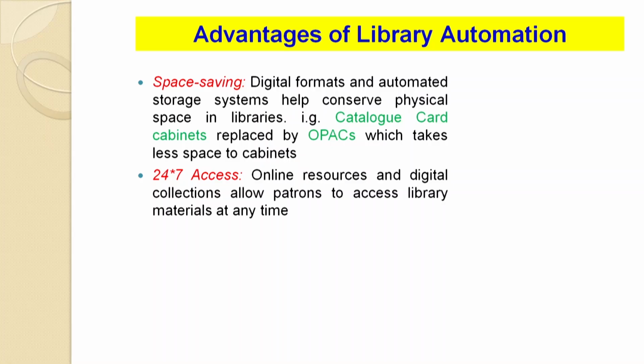And apart from that, you will have uninterrupted access to electronic resources. That means you will have access 24/7 after making the automation process in the libraries. And as we know, resource sharing, cooperation, coordination, and networking can all be part of library automation. So it makes the sharing of resources very fast as well as easy.